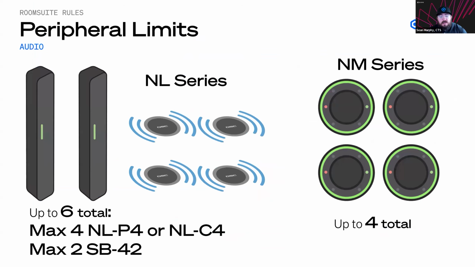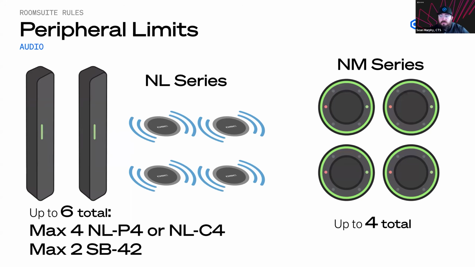Getting specifically into the audio, we can do a total of up to 6 network loudspeakers. Specifically, it's a max of 4 NLP4 or NLC4, and then a max of 2 SB42s. So you can imagine the SB42s mounted left and right of the display or displays, and then the P4 C4 is mounted in the ceiling to maybe add some reinforcement towards the back of the room. And then we can do up to 4 of our NMT1 table microphones.